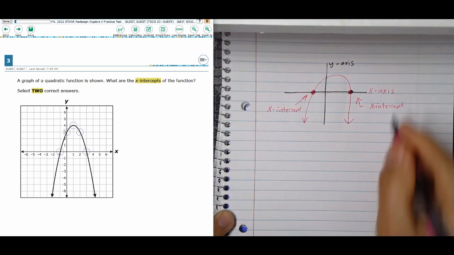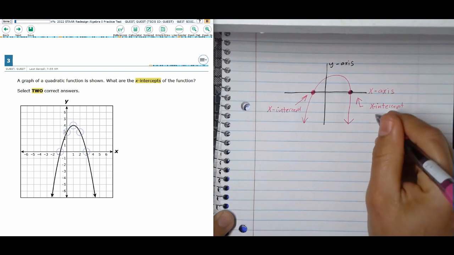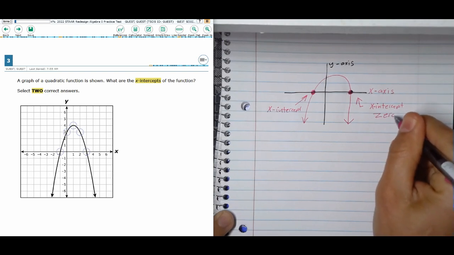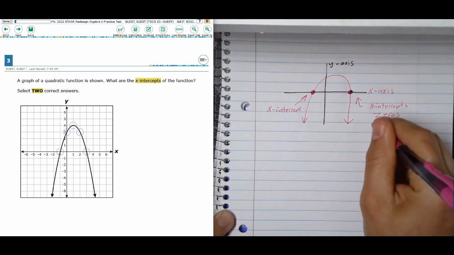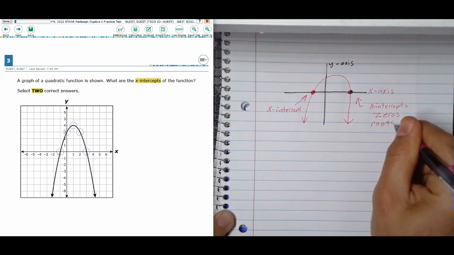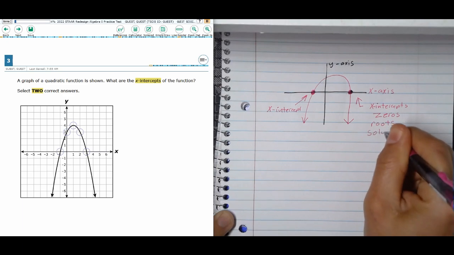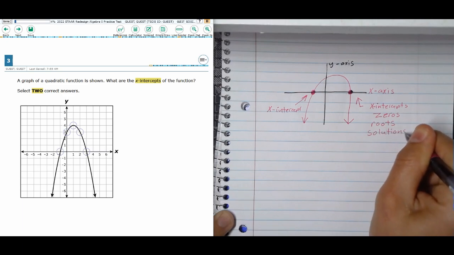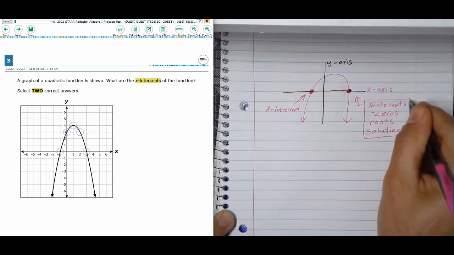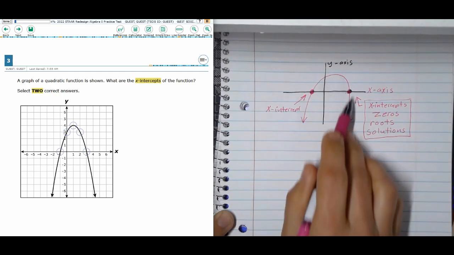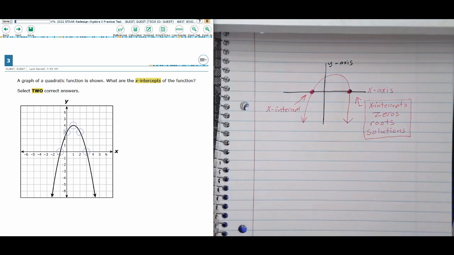Now, one last thing I want you to remember is they won't always call it the x-intercept. We talked about this in class. Sometimes they're going to call them your zeros, or they could call them roots, or they could be called solutions. But these are all the same thing. We notate them differently, but they are where the parabola is going to cross the x-axis for Algebra 1. So keep that in mind as you're solving this problem.